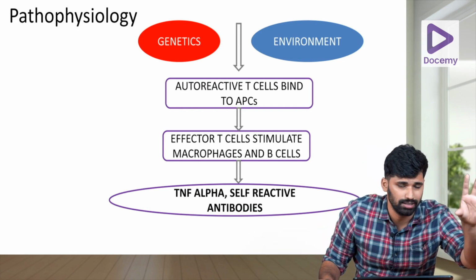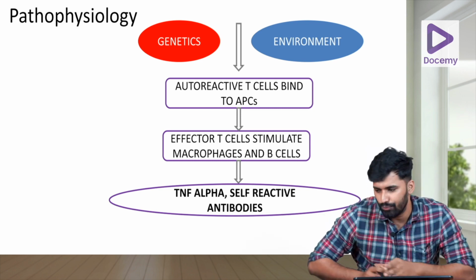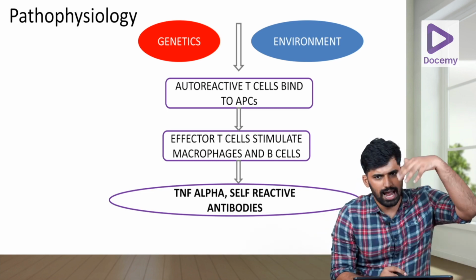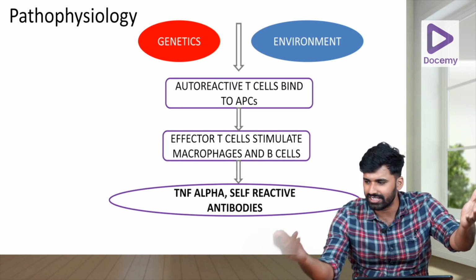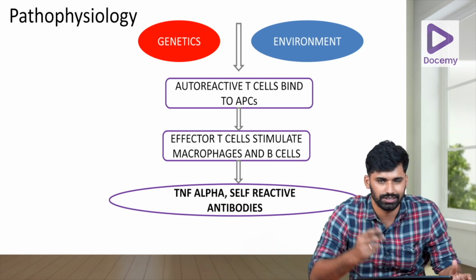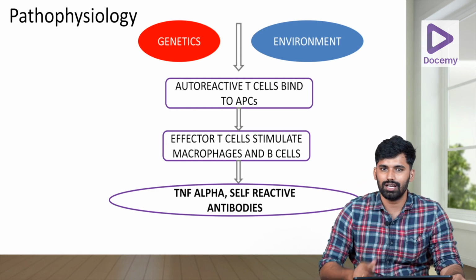What happens in the blood? What happens to our immune system? And what happens within the joint? Something that happens in the immune system has its reflection to something that happens in the joint. So we'll discuss what happens to the immune system.